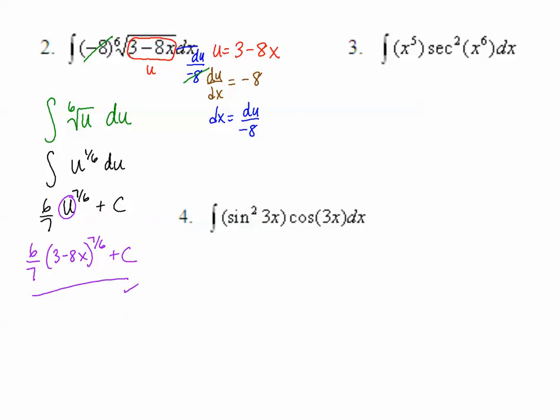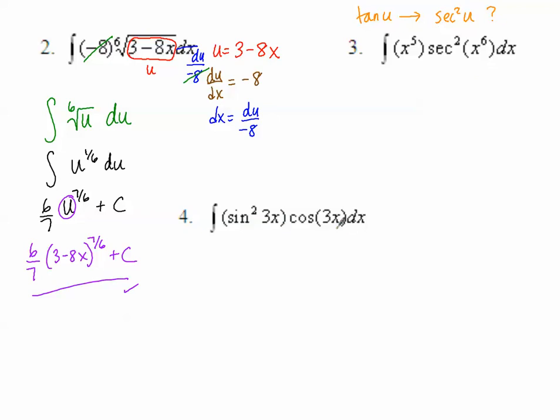3 and 4 look like trig functions. The inside of the trig function sometimes is the u. What I want to think to myself is, what is the trig function I see? Do I know the derivatives of the trig functions? Because that's really going to help me to determine what is my inner function and what is the outer function. So I see a secant squared here, and I think to myself, is there a function whose derivative is secant squared of u? Yes, there is. The derivative of the tangent of u gives secant squared of u.